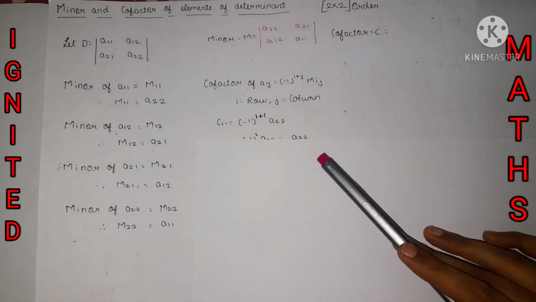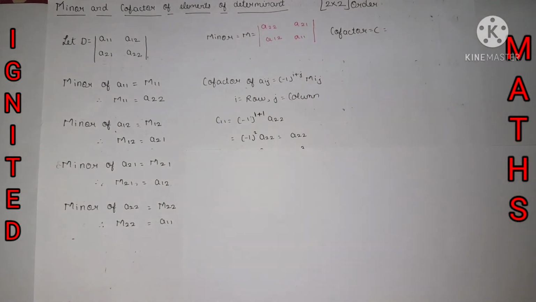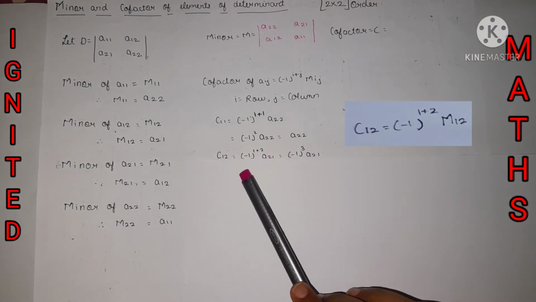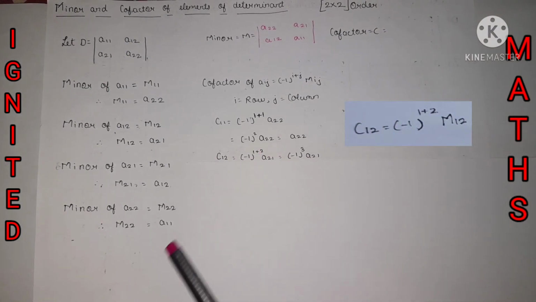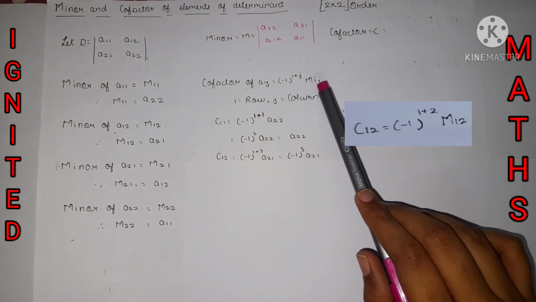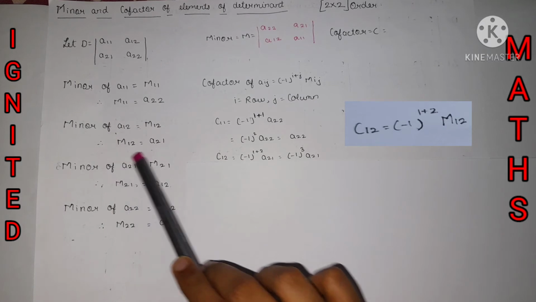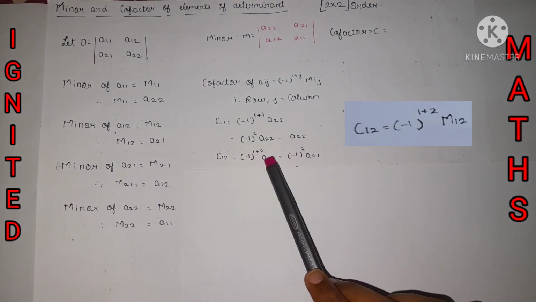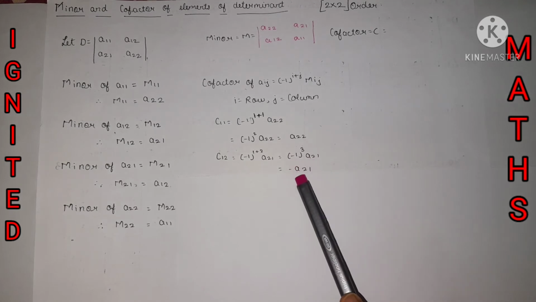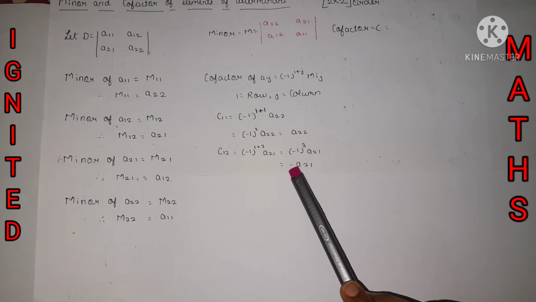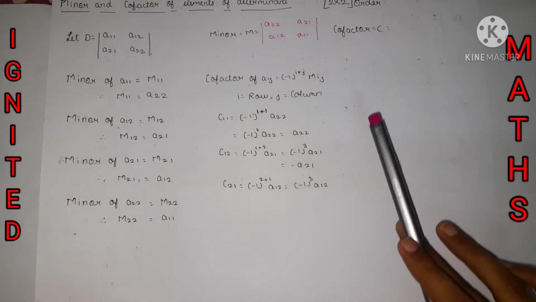Now we have completed just one element, and three more elements are left. So let's start. Now C12 is equal to (-1) raised to 1 plus 2 and the minor M12 by the formula. So the M12 value is A21, which we have written over here. So (-1) raised to cube times A21, and we get the answer as minus A21, because (-1) raised to cube is minus 1. Yes, so we have come across it.